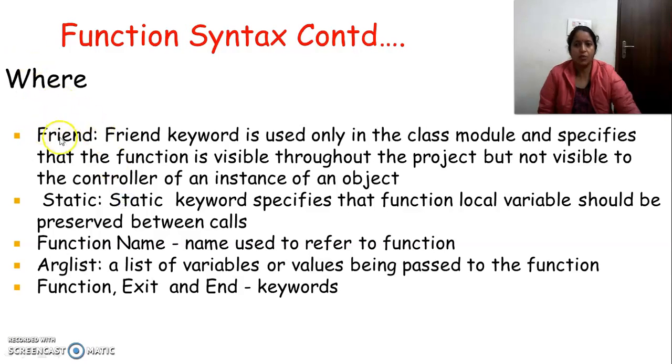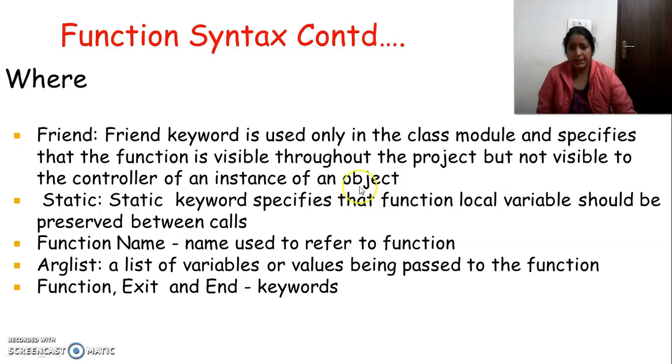The next visibility mode is friend. The friend keyword is used only in the class module. It means if we set the visibility mode of a function to friend, then it is available only to those modules or forms to which it has been declared as a friend. The friend keyword specifies that the function is visible throughout the project but not visible to the controller of an instance of an object, because friend is bound not to a particular object, it is bound to the whole class.